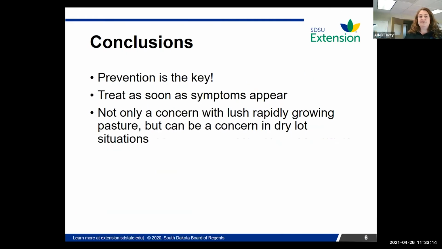So with that, as I mentioned, prevention is key. You want to treat as soon as those symptoms appear, because that's going to give you the best opportunity for those animals to recover rapidly. But beyond treatment, you need to make sure that any dietary deficiencies are corrected so that those animals are able to overcome those challenges. And don't forget, it's not just in a pasture situation, but any animals in a dry lot situation can also be affected by grass tetany. So with that, I will turn it back over to Hector.